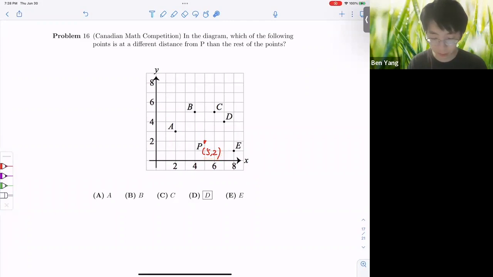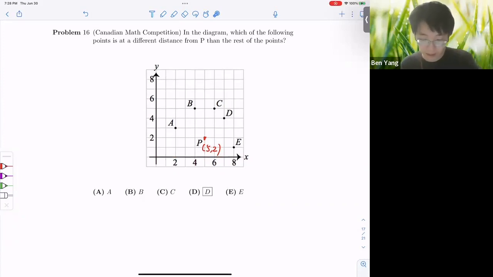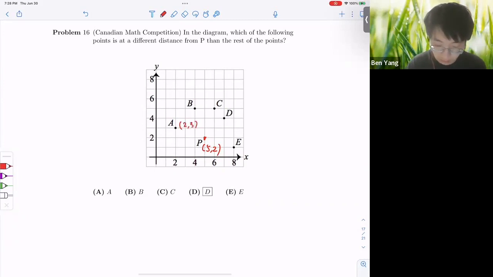It's like you start from the origin, and then you think about the number of steps you need to make to the right, and the number of steps you need to make up to go to the point P. So 5 steps to the right and 2 steps up. That's why the coordinates are 5, 2. And you can find coordinates of everything. A is 2, 3, B is 4, 5, C is 6, 5, D is 7, 4, and E is 8, 1.